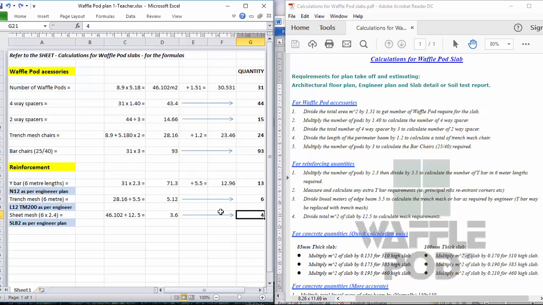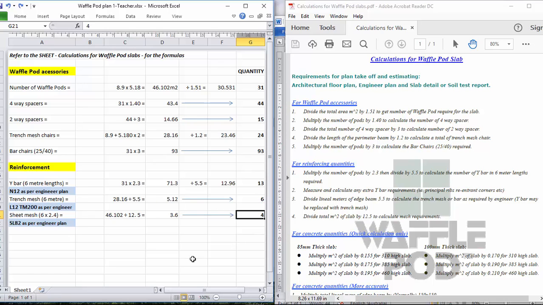Now these quantities, for instance the four-way spaces, you probably can't get exactly 44. They could come in packs of 20, they could come in packs of 50, but we'll just settle for the exact quantity for the time being.